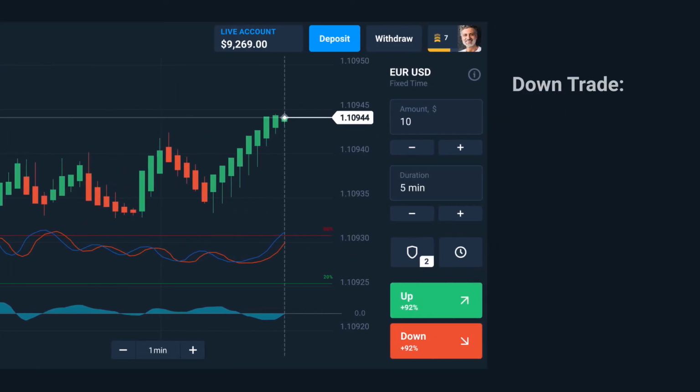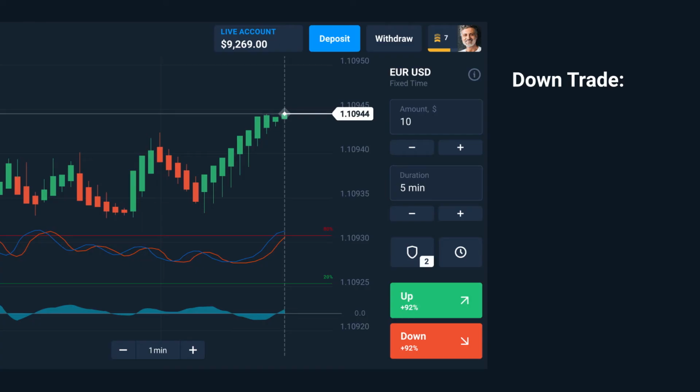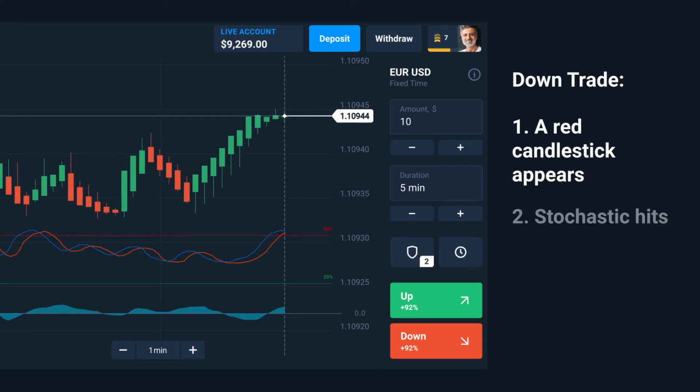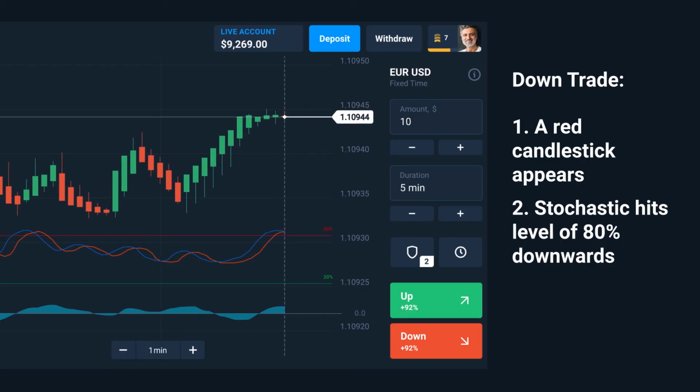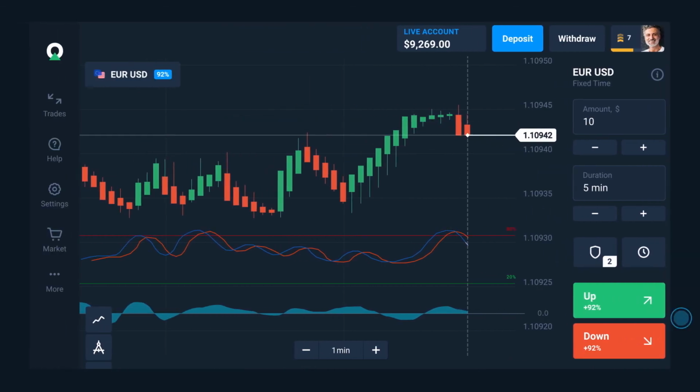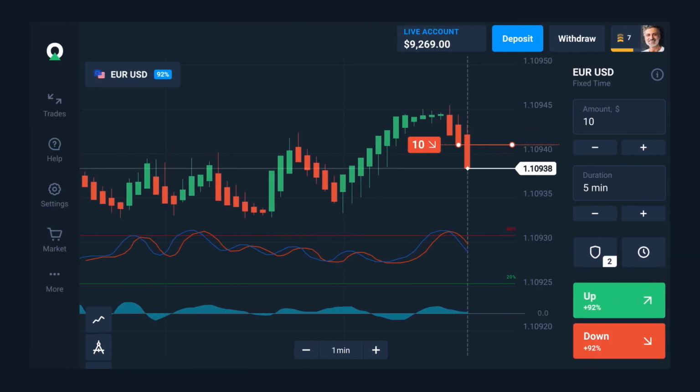To open a down trade, wait for 3 signals. A red candlestick appears after a series of green ones. Stochastic indicator leaves the overbought zone and falls below 80. The MACD indicator moves below the zero line. Open a 2 to 5 minute trade after the second point appears.